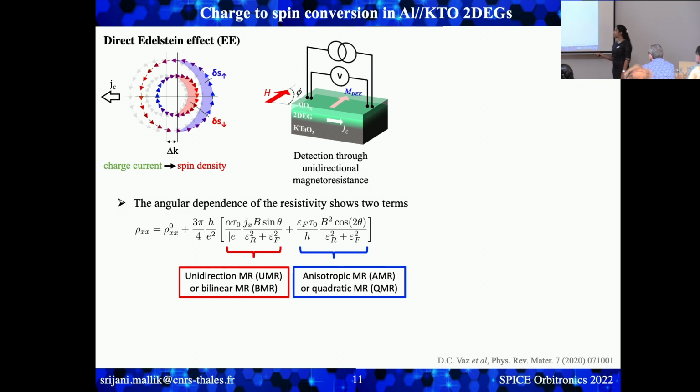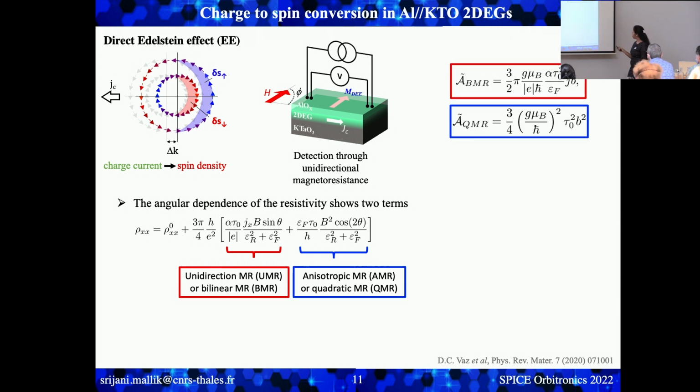The first one is known as the bilinear magnetoresistance, which varies as the sine theta, and the second term corresponds to the quadratic magnetoresistance, which varies as the cos theta. And if we look at the coefficient of these two terms, the first one varies linearly with the current density as well as the magnetic field, and for the QMR the coefficient varies quadratically with the magnetic field.